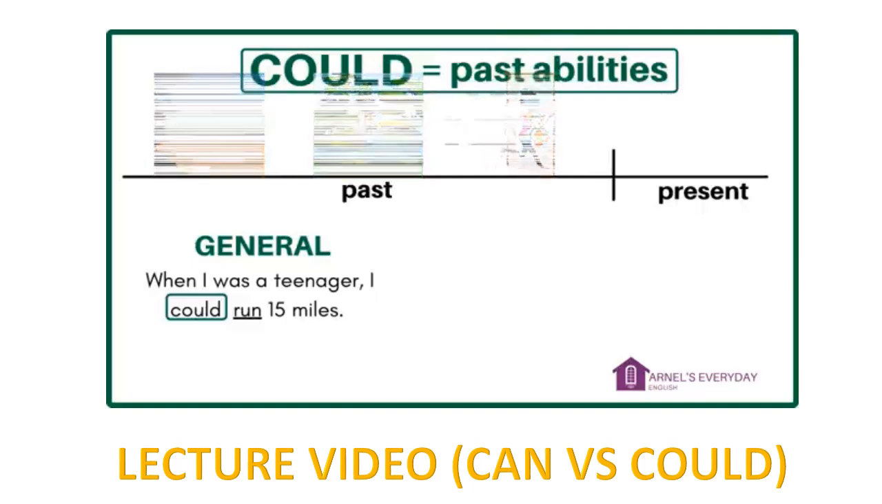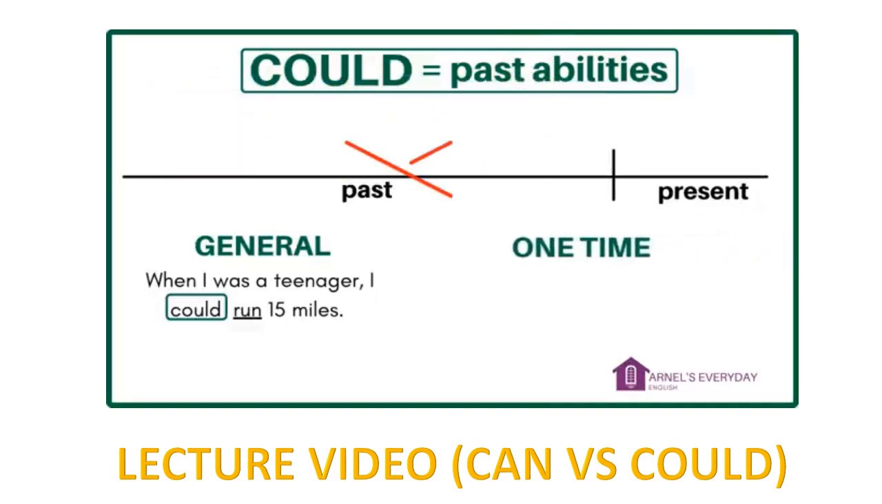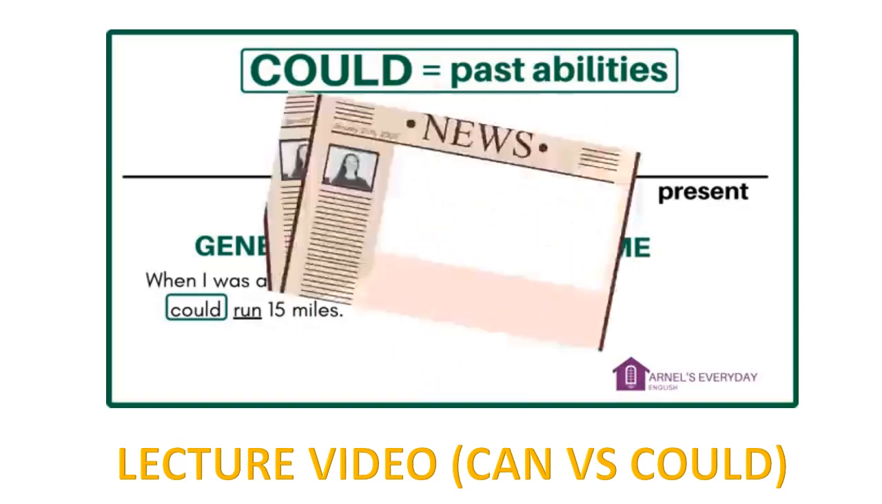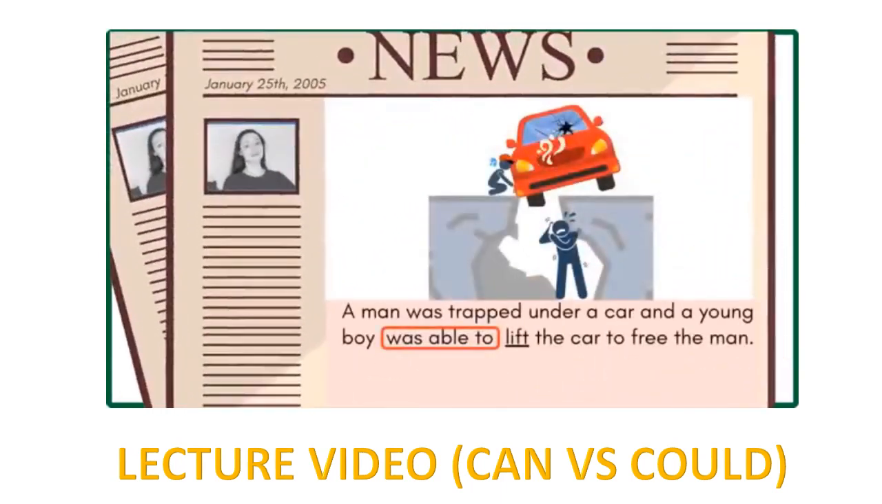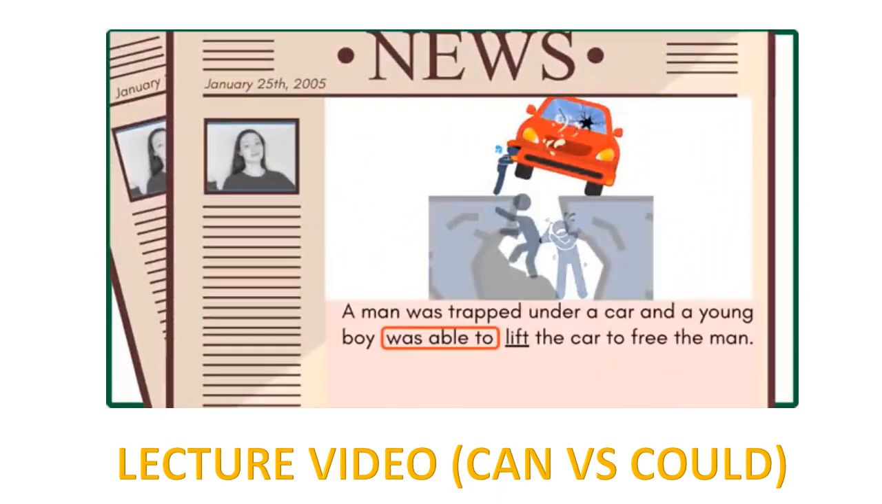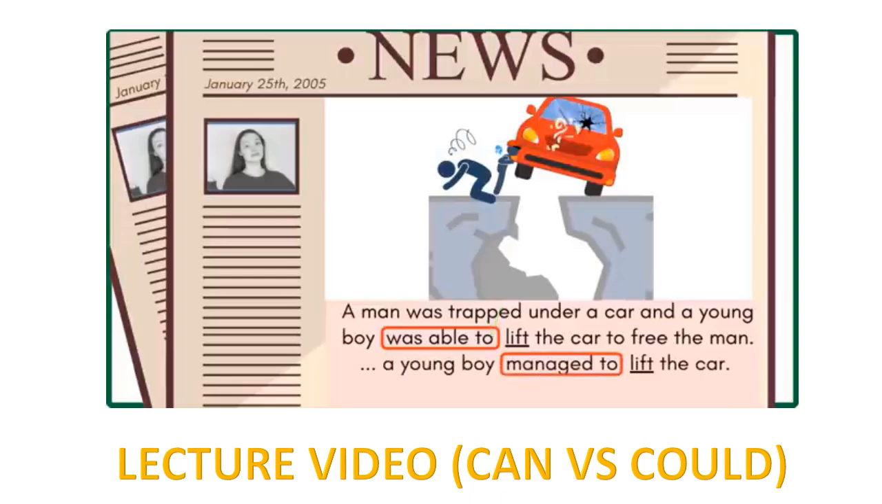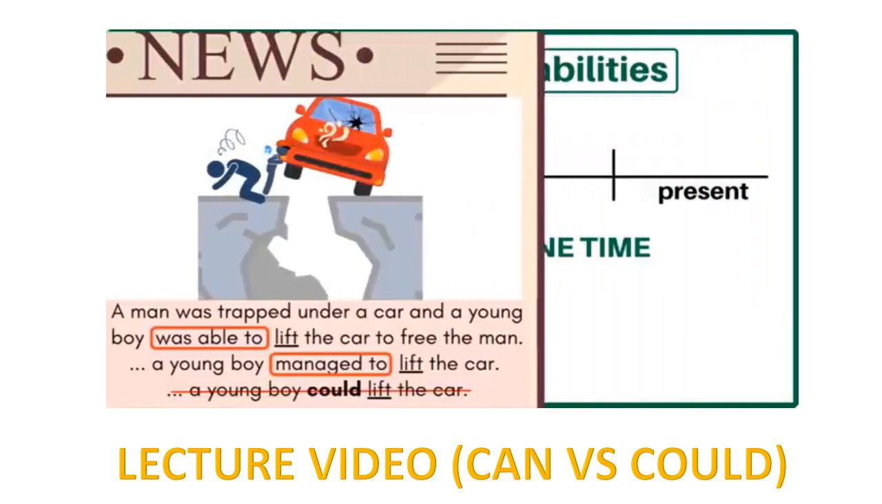But if someone had the ability to do something one time in an affirmative sentence, use a different expression. A man was trapped under a car, and a young boy was able to lift the car to free the man. Wow. A young boy managed to lift the car. Good. A young boy could lift the car? Not so natural.